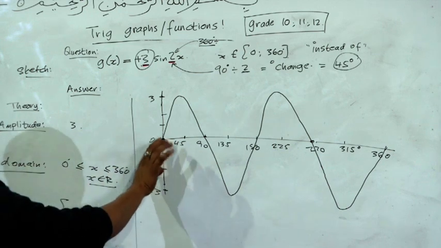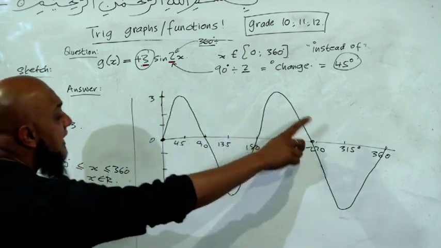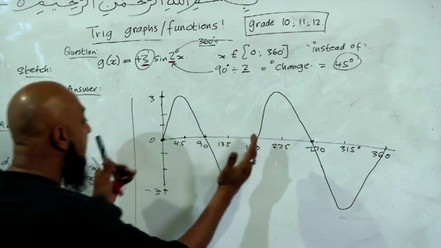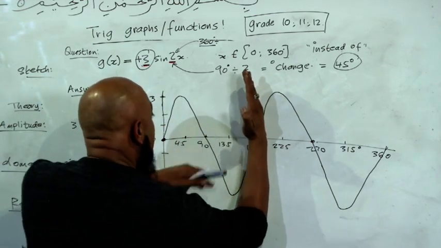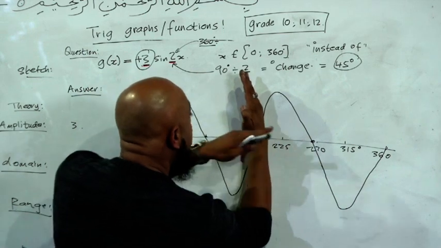So now we can see that the graph makes its change every 45 degrees. So we can see the period of the graph. One complete sine graph makes its appearance every 180. So that means we've got 2 complete.